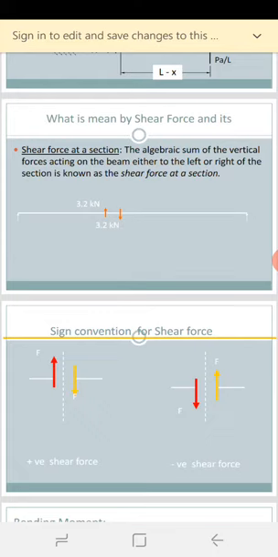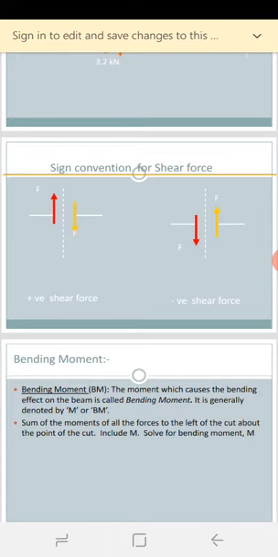Now basically, while you calculate the support reactions, you do the same thing: summation of Fy equal to 0, and you add all the vertical forces. But here we have to find out, at a particular position, what shear force is developed due to the application of forces. That is why we just consider the summation of forces either right or left of the section only. Okay, hope you understood.